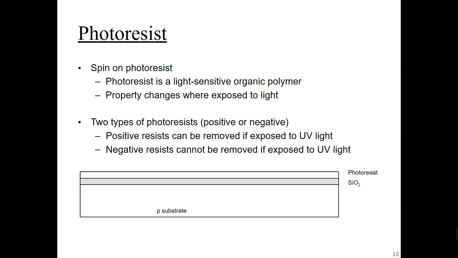There are two types of photoresist, positive and negative. Positive resist can be removed if exposed to UV light, and negative resist cannot be removed if exposed to UV light. Simply, with positive resist, if UV light falls on the wafer, it removes the photoresist layer on the wafer. With negative resist, if you expose it to UV light, it is never removed. That is about the third step, the photoresist layer.